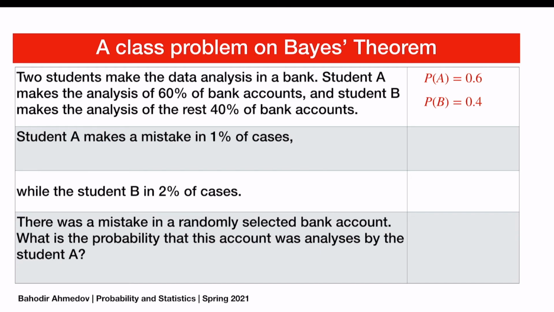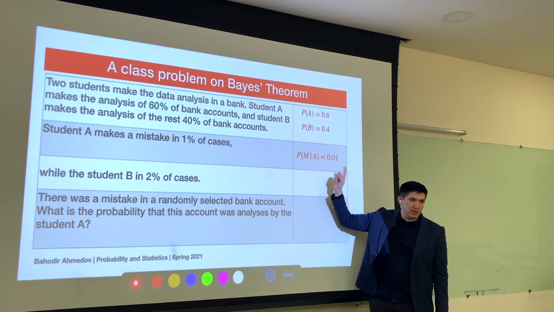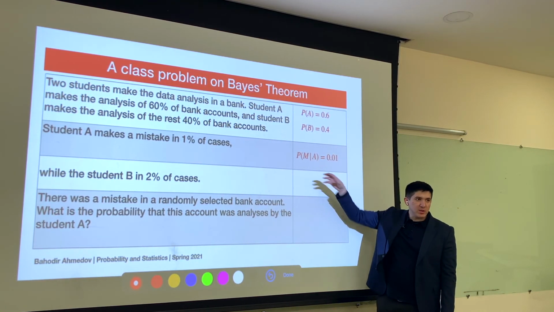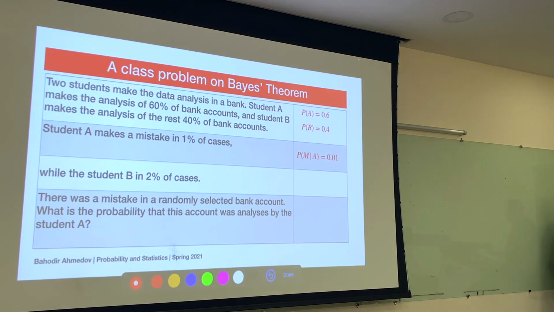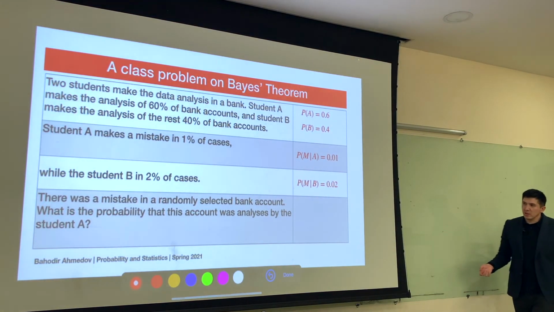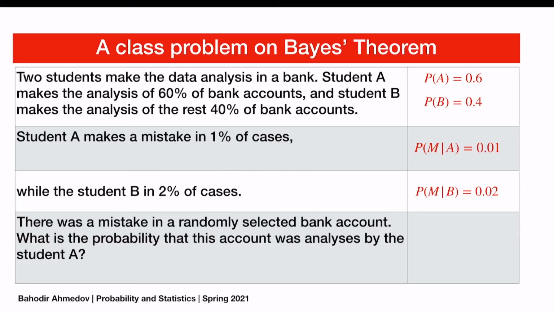Okay, so what can I write down in the second row? Probability of the mistake if this account has been analyzed by the student A is equal to 0.01, right? Do you understand this? So probability that there is a mistake if the account has been analyzed by the student A is 0.01. Okay, so this is how we are going to write it down mathematically, first of all. So what can I do for the third row? P of M given B, right? The probability that there is a mistake if this is analyzed by the student B is 0.02.